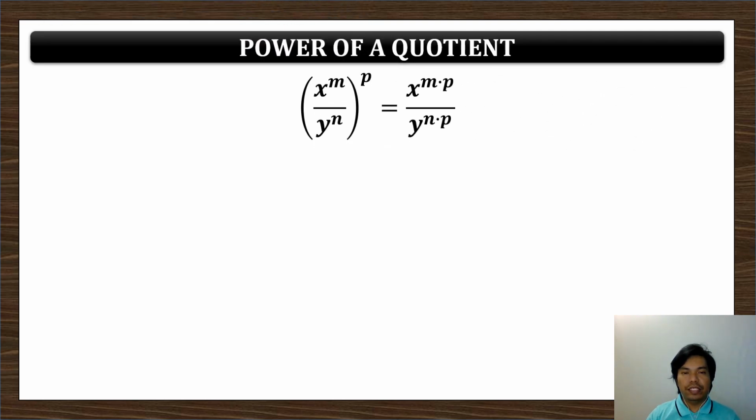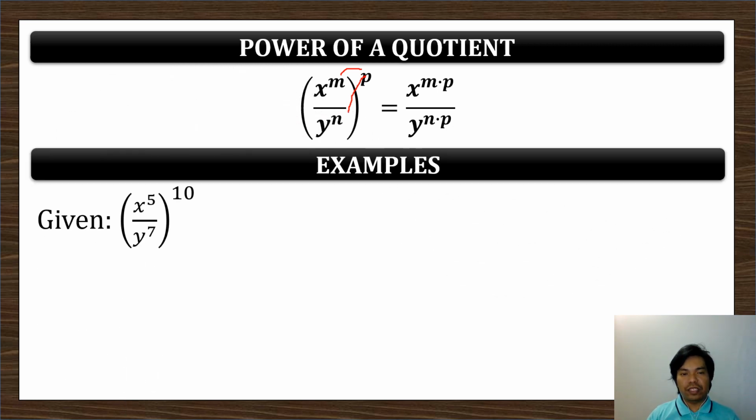At ang last na law of exponent na ating pag-uusapan ay ang power of a quotient. So we have here the form x raised to m over y raised to n, quantity raised to p. So kagaya ng ginawa natin kanina sa power of a product, didistribute lang natin yung ating exponent na nasa labas sa exponent nung nasa loob natin na expressions. So in this case here, magkakaroon tayo ngayon ng x raised to m times p over y raised to n times p.